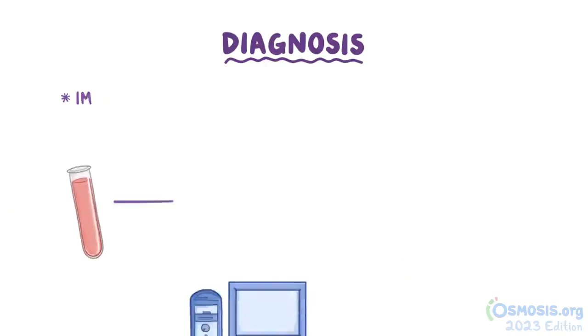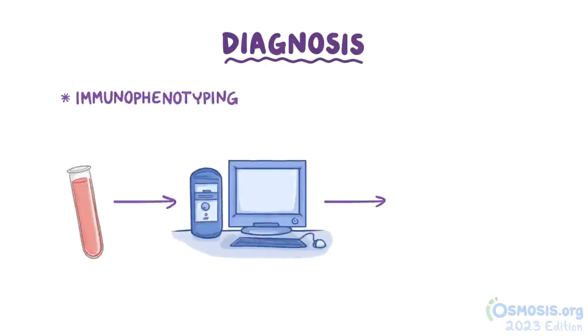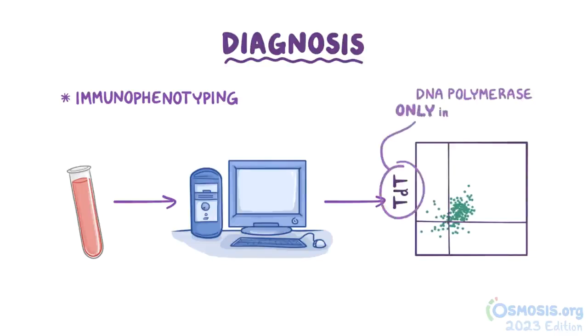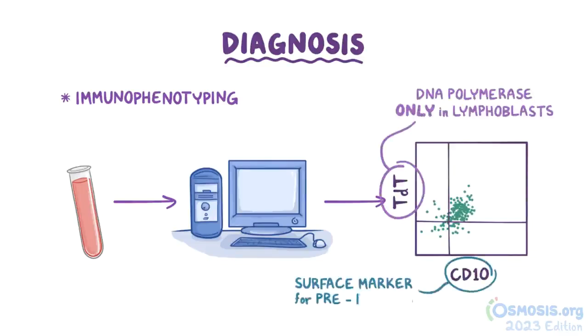In addition, immunophenotyping is done to detect certain markers. For example, TdT, which is a DNA polymerase that's present only in the nucleus of the lymphoblast, is therefore a marker for them, and CD10 is a surface marker for pre-B cells.